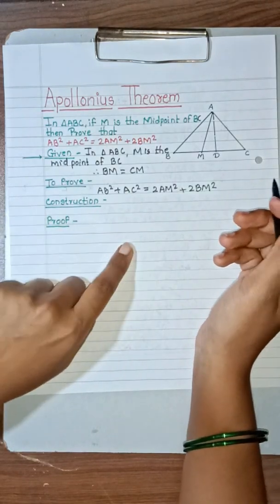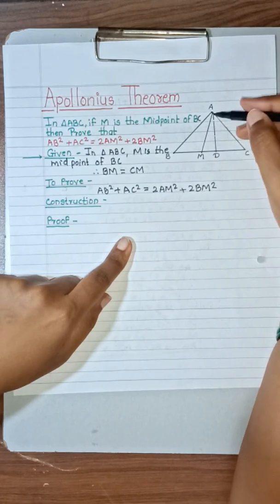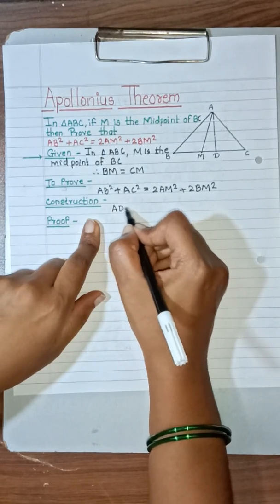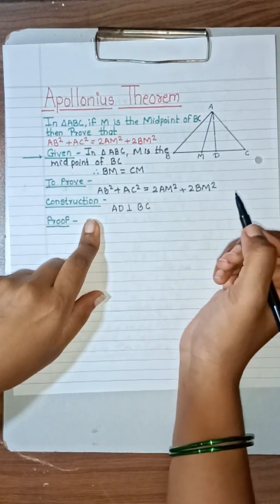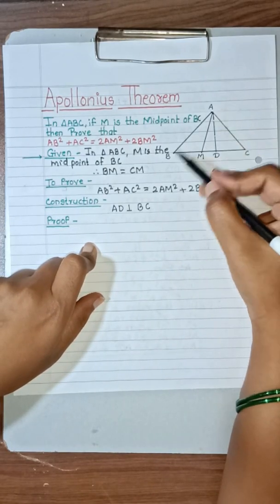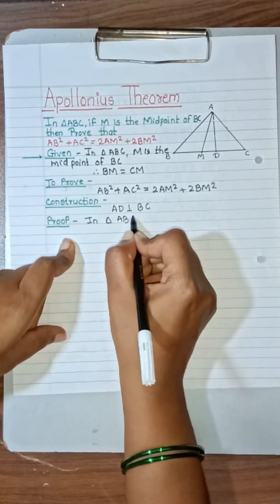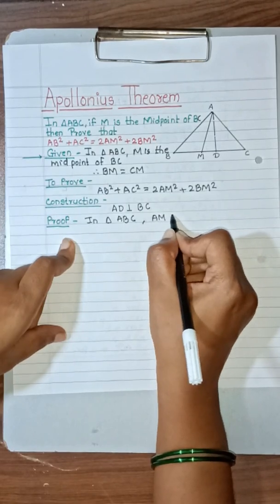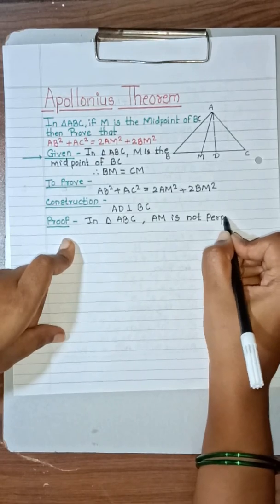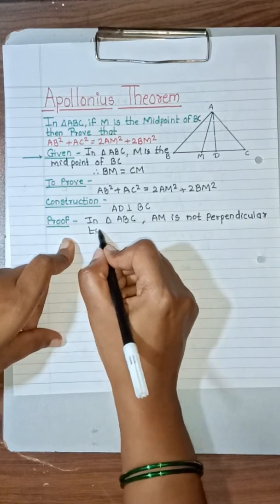Now children, for construction, they have not given this AD. AD is not a part of the triangle. We have constructed it. Therefore write down there, construction: AD perpendicular to BC. Now let us consider triangle ABC. Now in triangle ABC, AM is not perpendicular to BC.